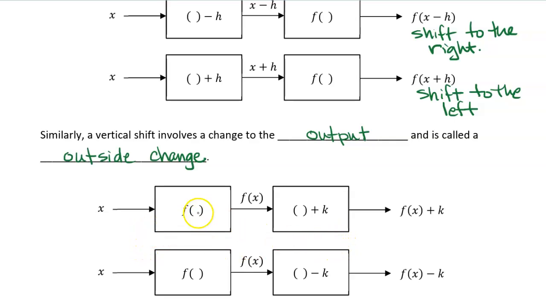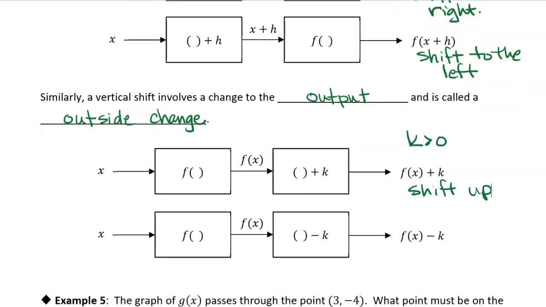And if we take the output of a function and we add a positive constant to it, so we're assuming k is greater than 0 here, it's going to shift the graph up, right, by k units. All right, and if we take the output of a function and then subtract something from the output, it's going to shift it down. Okay, so shifting up and down, that's a vertical shift.